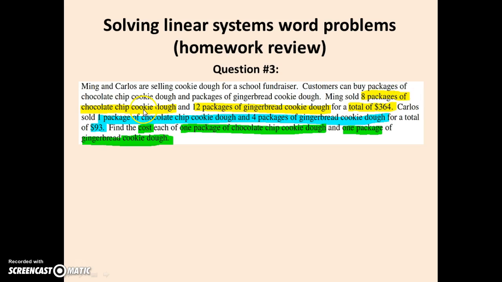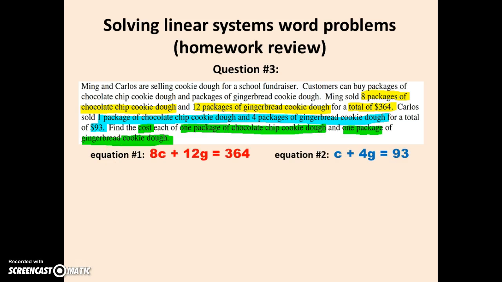8 packages of chocolate chip cookie dough and 12 packages of gingerbread cookie dough cost a total of $364. Carlos sold 1 package of chocolate chip cookie dough and 4 packages of gingerbread cookie dough for a total of $93. Find out the cost of 1 package of chocolate chip cookie dough and 1 package of gingerbread cookie dough.